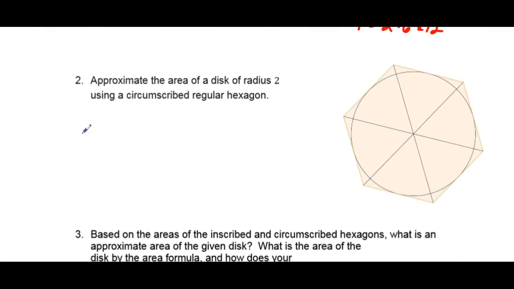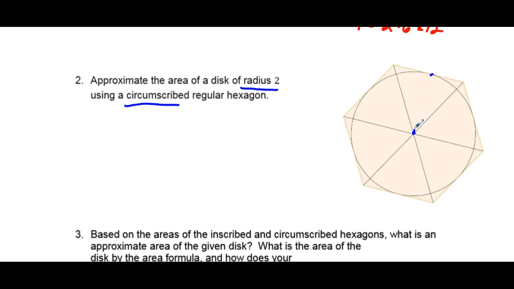Moving down to approximate the area using the circumscribed regular hexagon. Notice again the radius is 2, except that in this diagram, look at the radius. Is that the radius? No, because the radius goes out to the circle. We have to be more careful in this one. A little different: the radius goes from the center to a point on the circle.